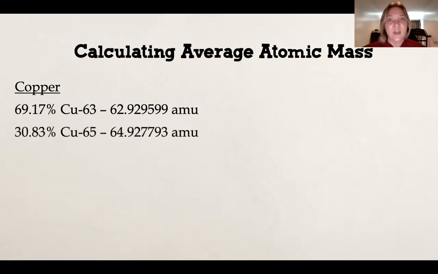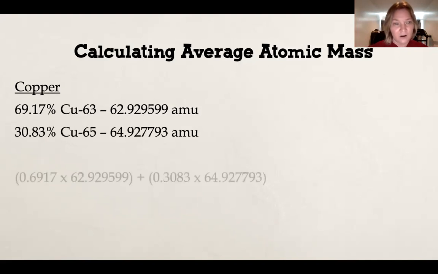Okay, and then the other isotope of copper is copper-65, and that makes up 30.83% of all the naturally occurring isotopes, and that is 64.927793 AMU. So here are the percentages of each of the isotopes and what the masses of those isotopes are.